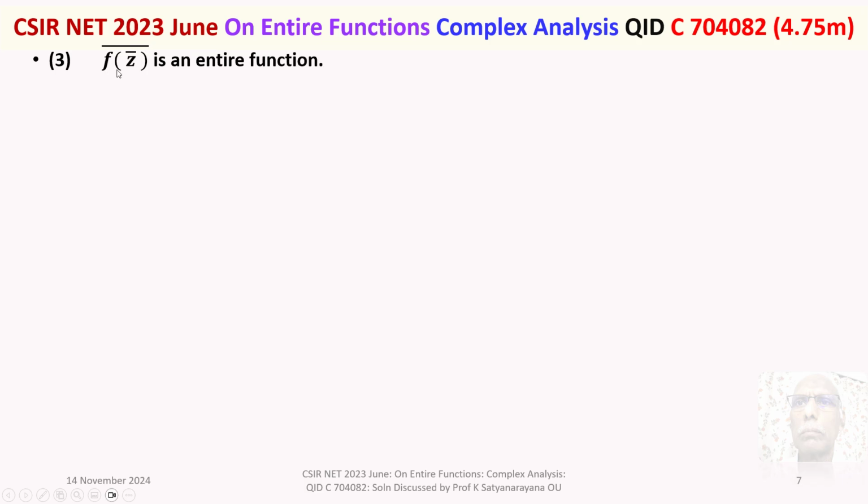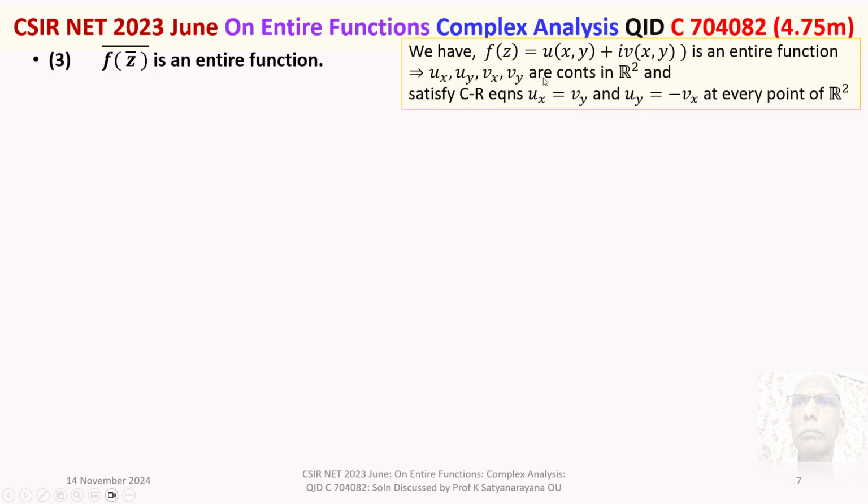The conjugate of f of z bar is an entire function. And what we have is f of z is u plus iv is an entire function. The first order partial derivatives are continuous and Cauchy-Riemann equations are satisfied at every point of R square. Agreed. Now, f of z bar is f of x minus iy is equal to u of x comma minus y plus iv of x comma minus y.